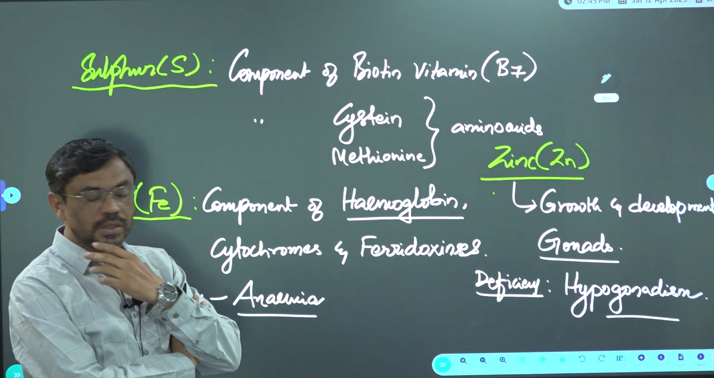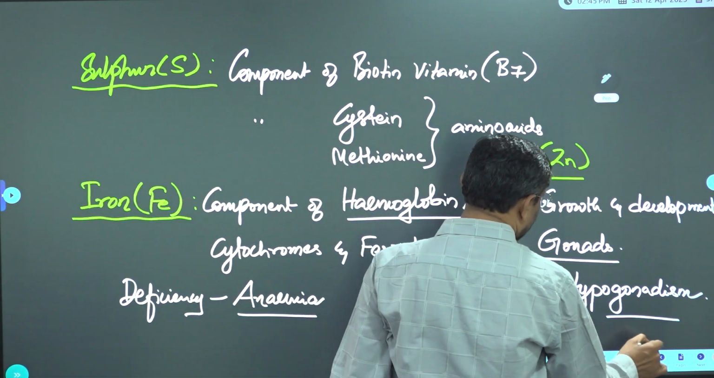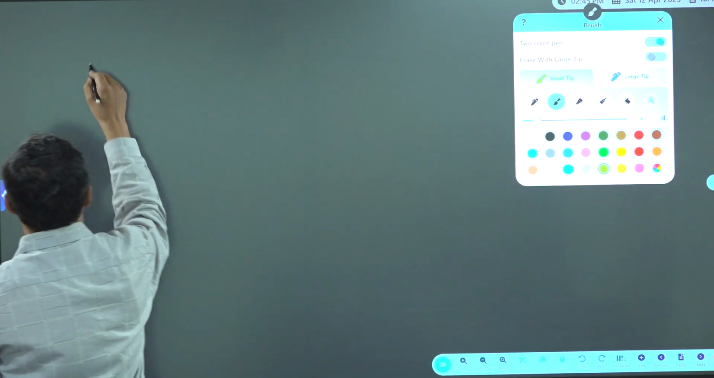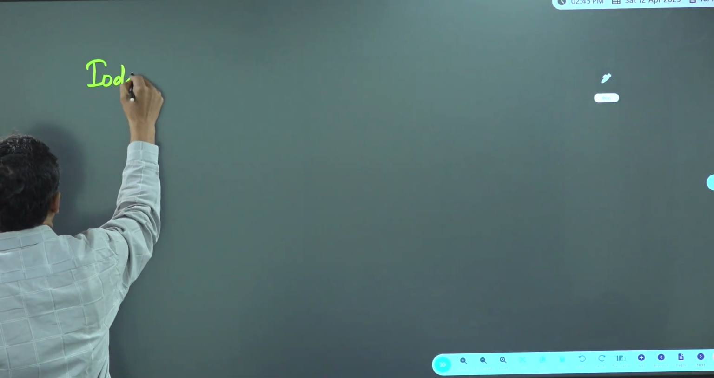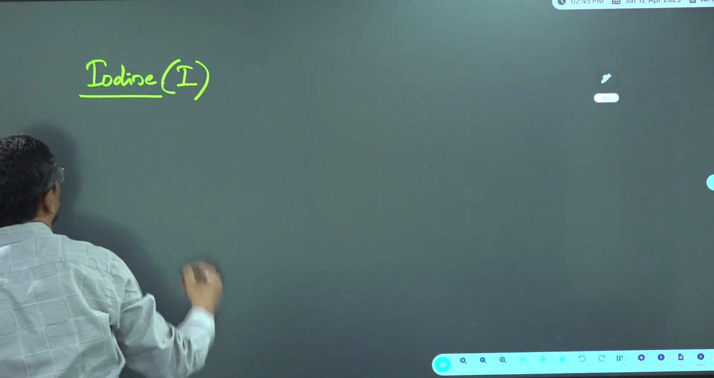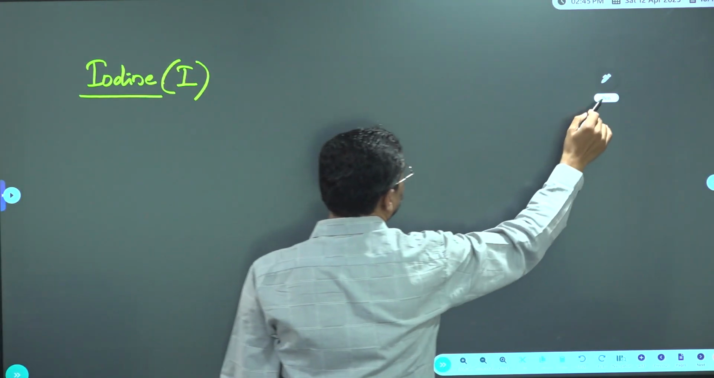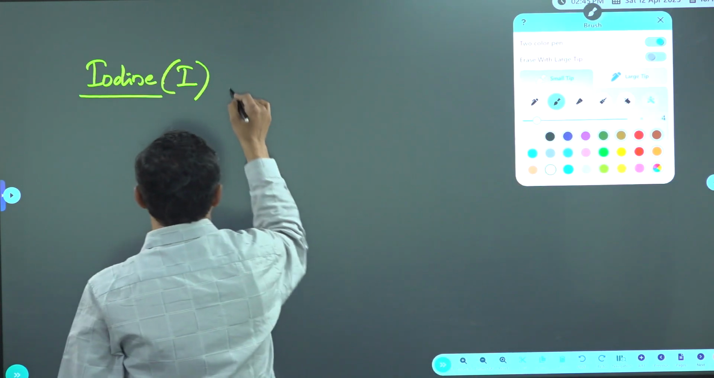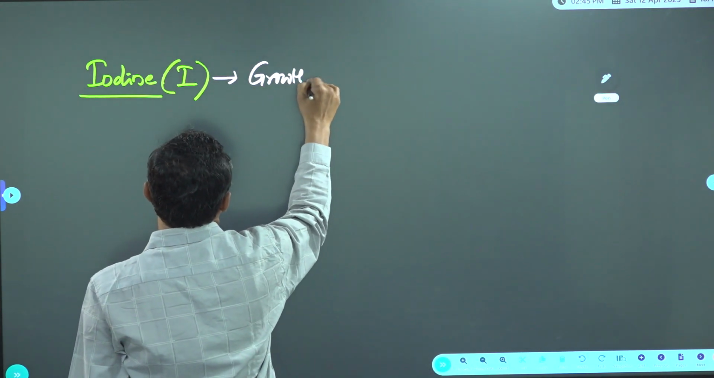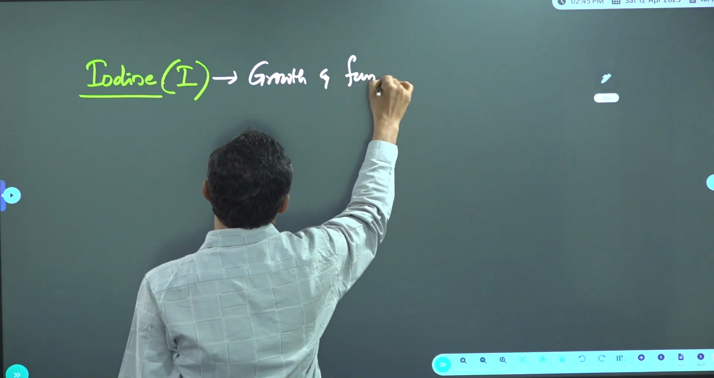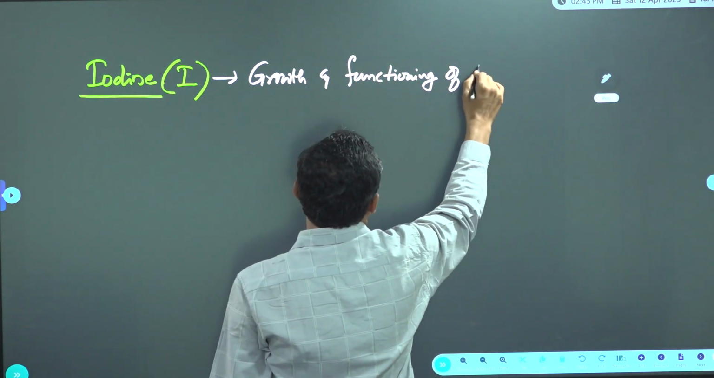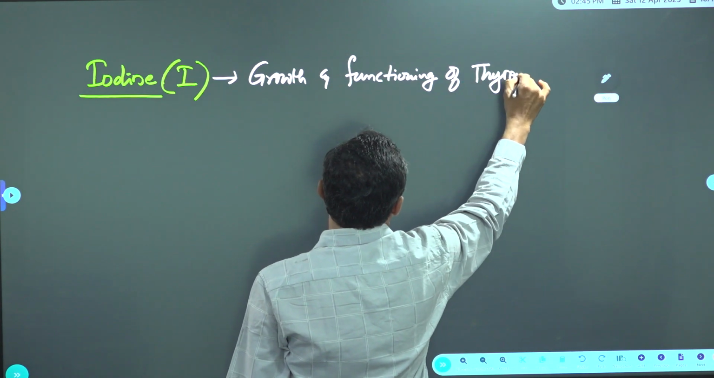Right? Next, iodine. It is required for growth and functioning of thyroid gland.